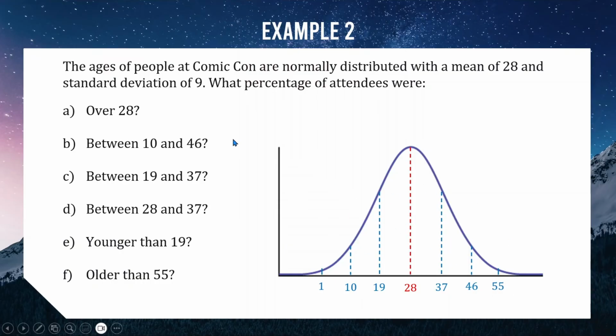First question is, what percentage of the attendees will be over 28? Now 28 is our mean, that's right in the middle. And like we said, our distribution is symmetric. So above the mean is going to be half the data set, which is 50%.